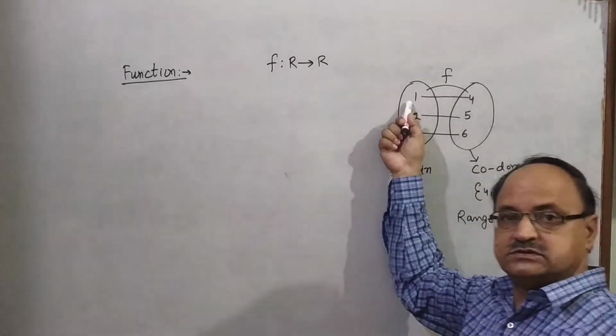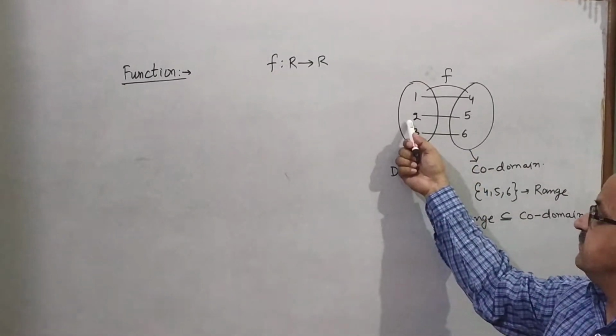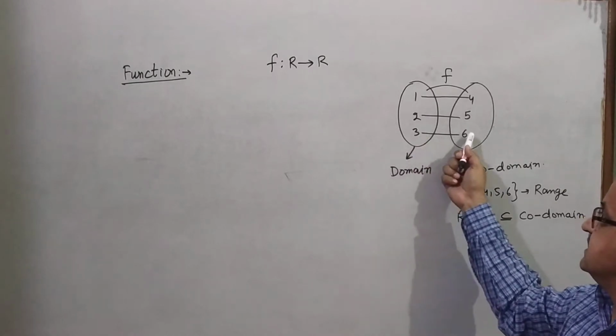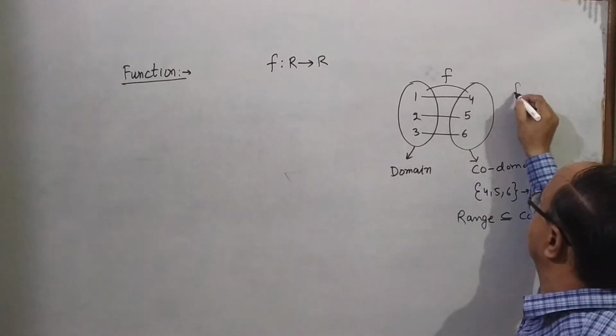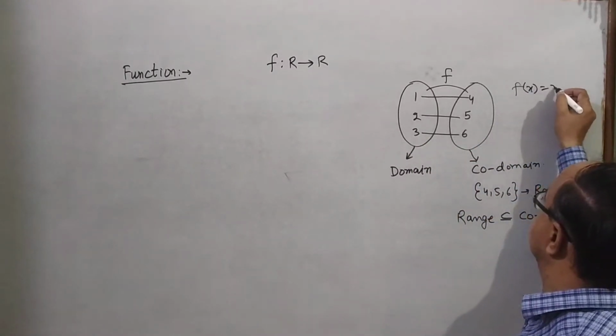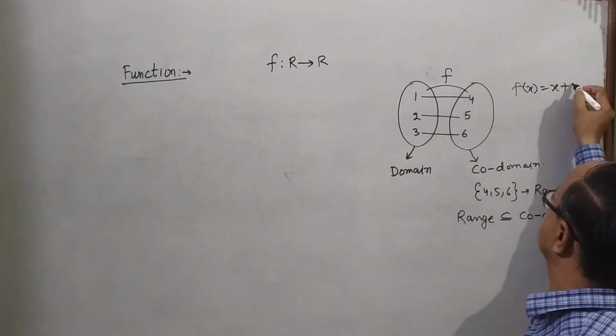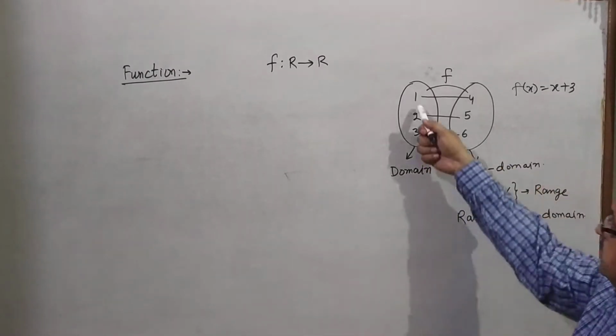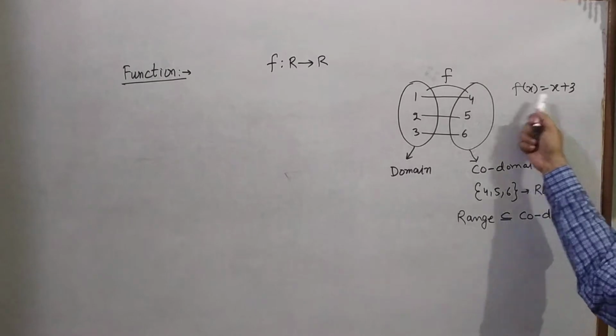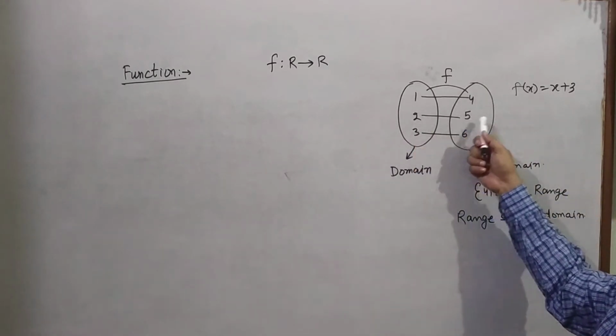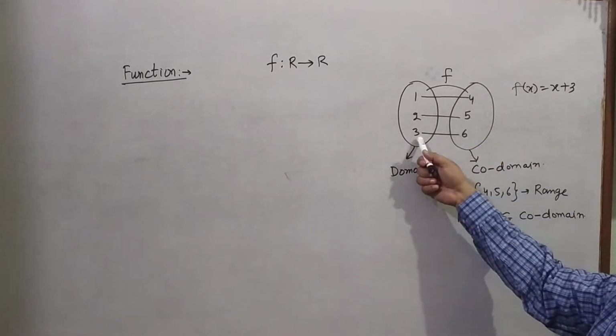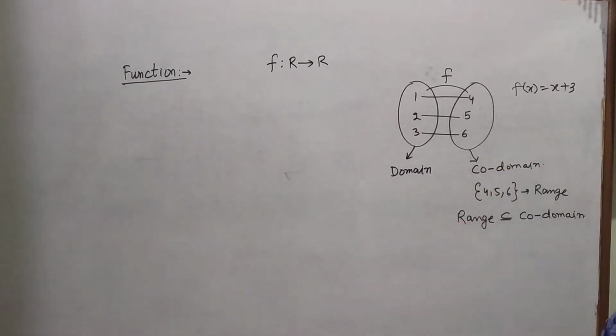Image of 1 is 4, image of 2 is 5, image of 3 is 6. For example, the function is f(x) = x + 3. When you put 1 here, the result is 4. When you put 2, the result is 5. When you put 3, the result is 6. Clear?